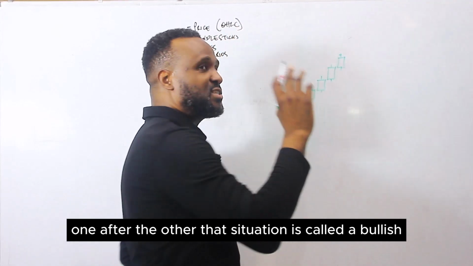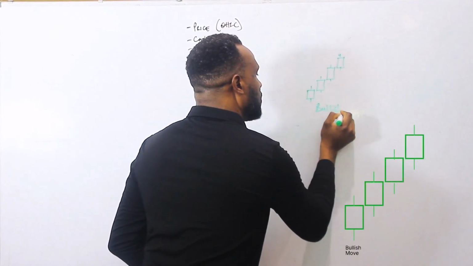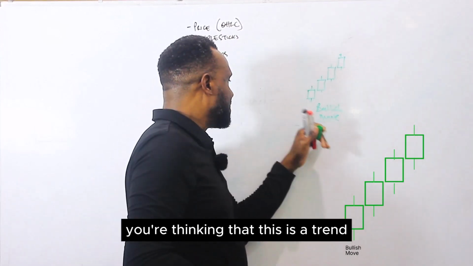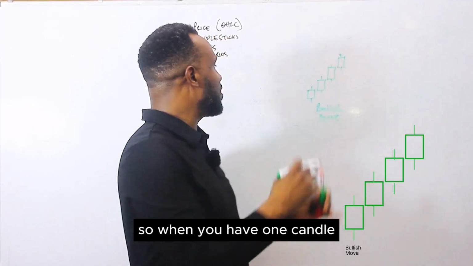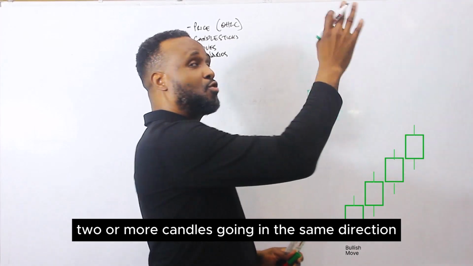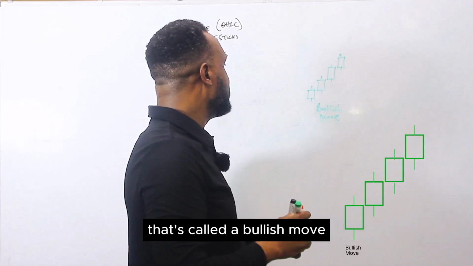That situation is called a bullish move. Ooh, I caught some of you. You're thinking that this is a trend. This is not a trend. This is a bullish move. So when you have one candle, two or more candles going in the same direction, that's called a bullish move.